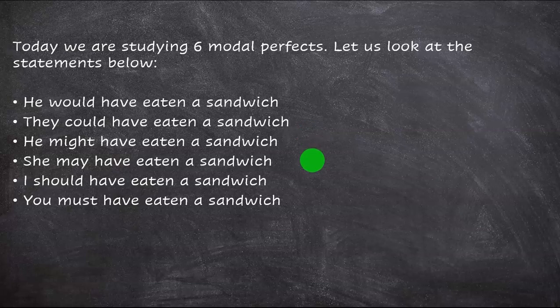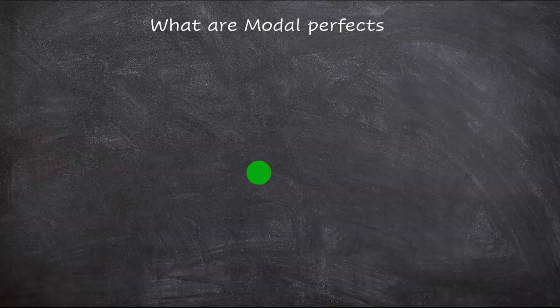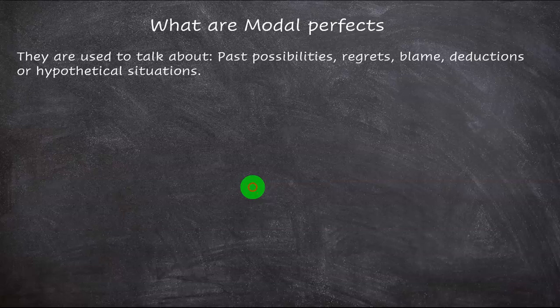Now, friends, what do you think? Do these sentences have one and the same meaning? Well, obviously not. All of them have different meanings, and that's exactly why we are making this video, right? So let's move ahead and understand first of all what are modal perfects and what is the structure of that sentence, right? Now, modal perfects are used to talk about past possibilities, regrets, blame, deductions, or hypothetical situations, right? You need to remember this.